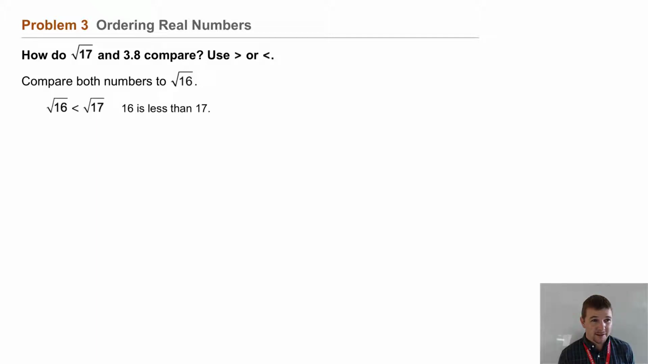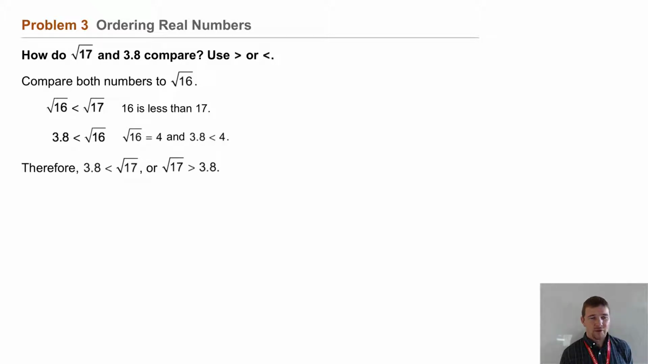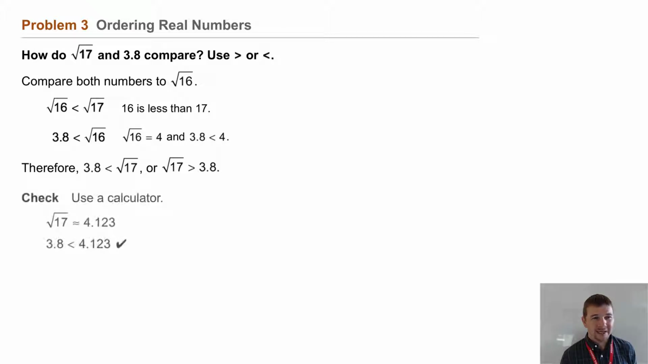3.8. So we know the square root of 16 is less than the square root of 17, because 16 is less than 17. We also know that 3.8 is less than the square root of 16, because, as I mentioned before, the square root of 16 is 4, and 3.8 is less than 4. Therefore, 3.8 is less than the square root of 17, or we could write it, the square root of 17 is greater than 3.8. And it's a good idea to check.